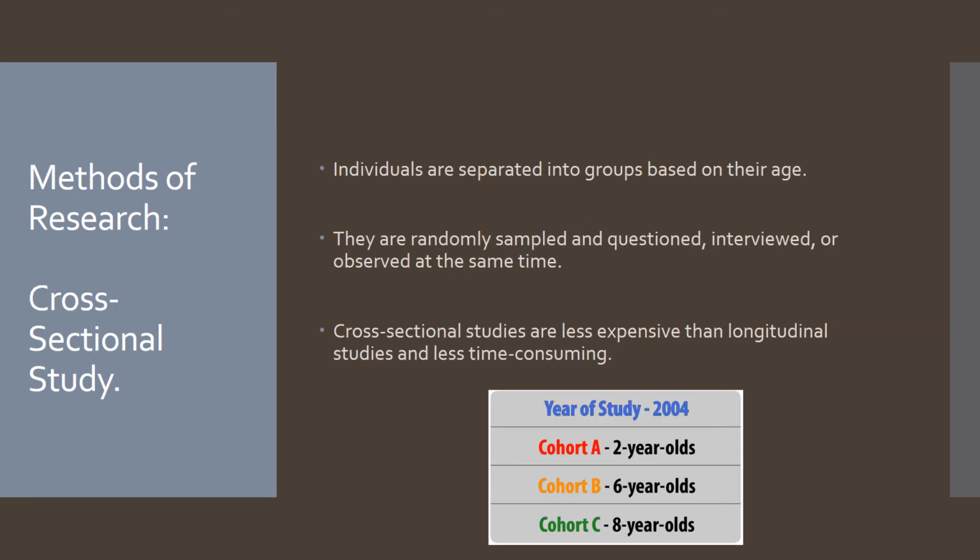Now, a cross-sectional study is when individuals are separated into groups based on their age. They are randomly sampled, questioned or interviewed or observed at the same time, and they're less expensive and less time-consuming than longitudinal studies. So here we have the year of study. So in one group we have 2-year-olds, in another group we have 6-year-olds, in another group we have 8-year-olds.